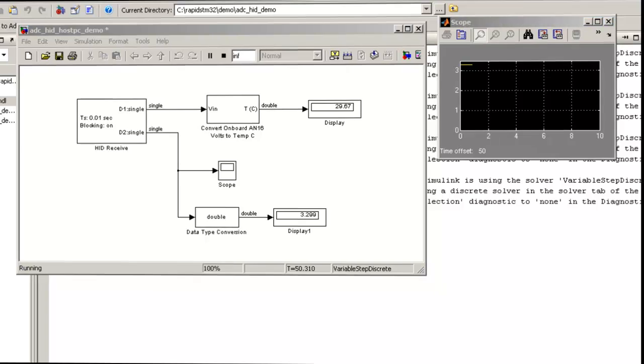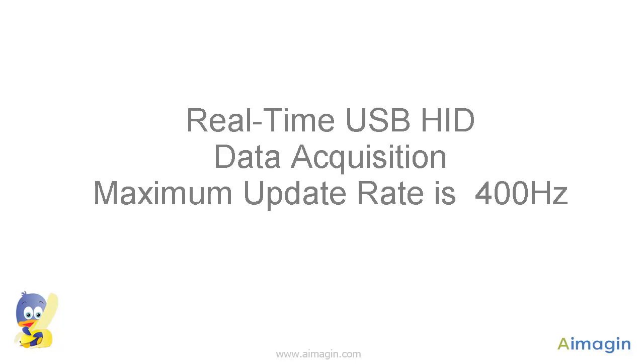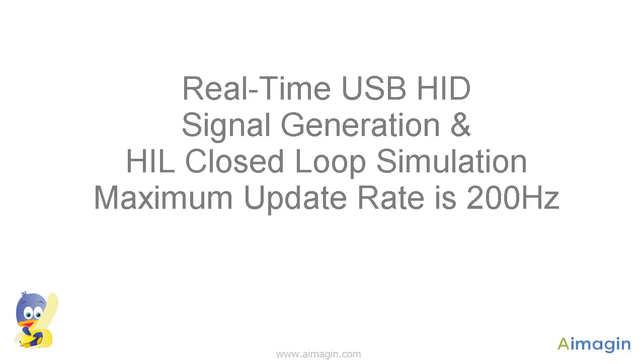Just a final remark about the performance specification of the block set. At the moment, the maximum real-time data acquisition into Simulink and Matlab is around 400 Hz. And it is possible to perform signal generation from Simulink to control the target, and also to perform hardware in the loop, closed loop simulation. Both settings have maximum update rates of about 200 Hz. These specifications are based on the USB HID communication protocol. Faster speed is possible. Both settings of hardware in the loop simulation will be the subject of our next training.